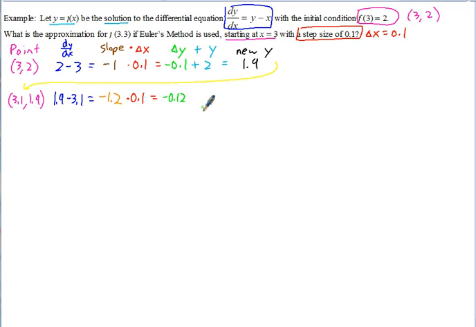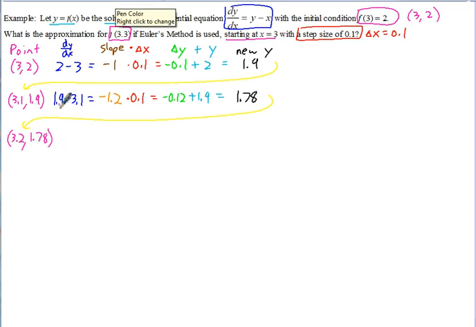And then plus the y coordinate we had there already, which was 1.9, gives you a new y coordinate of 1.78. Like that, and we get our next point. Again, we're changing the x coordinate by delta x, our step size of 0.1, so the next x coordinate will be 3.2. And again, where you stop is based on what you're looking for. In this case, f of 3.3, so we're not quite there yet. And the new y coordinate we just figured out is 1.78.